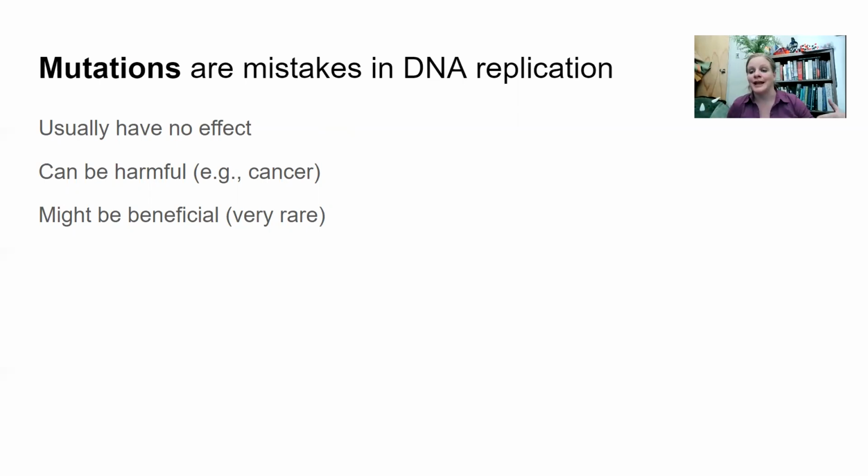This is how we get cancer: there's a mutation in those cells so there's no off switch, and they just keep replicating. And then extremely rarely, those mutations might actually be beneficial, and that's how we get new alleles, new traits, new genes in a population, through mutation.